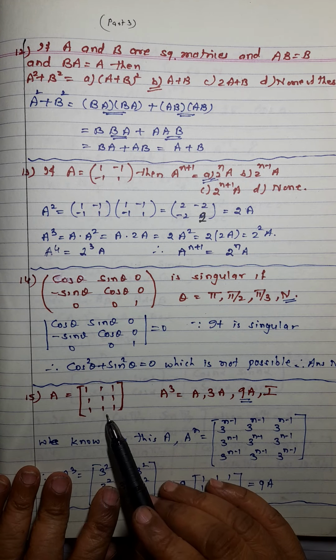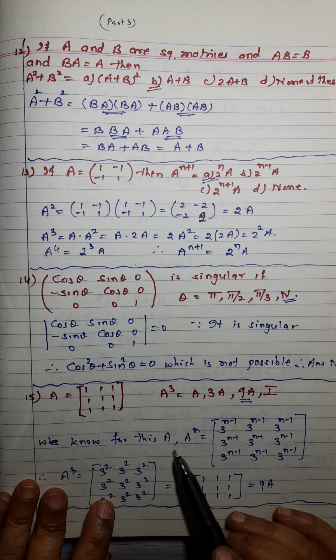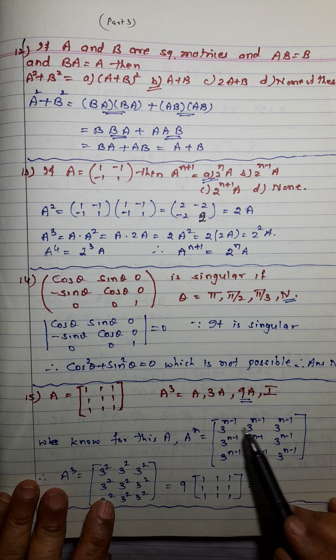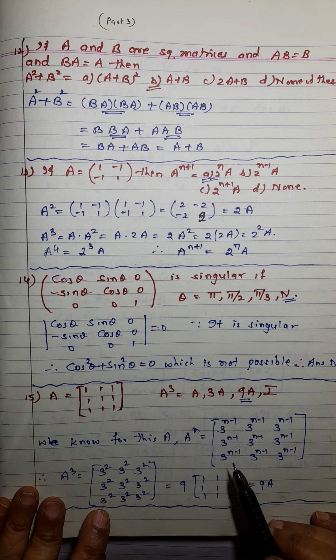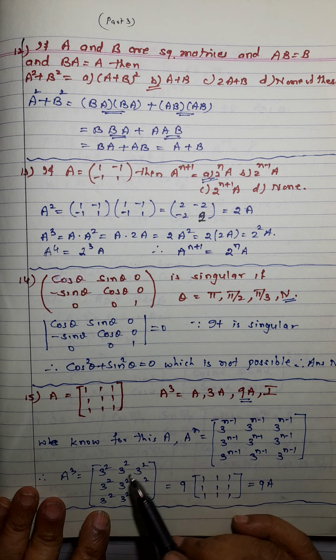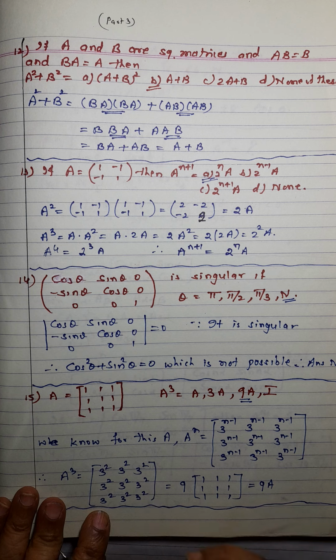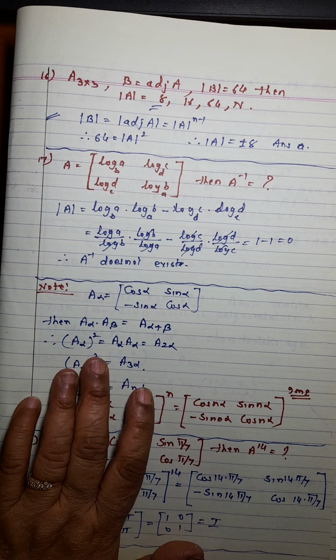If A is this, then we have to find A cube. We know A raised to n, if it is a 3 by 3 matrix, is 3 raised to n minus 1 everywhere. But in A cube it will become 3 square everywhere. From a matrix, if you take anything common, you have to take it common only once. If you take 3 square common, you will get 9 into the matrix of all 1s, and this is 9 into A. This is your answer for this problem.